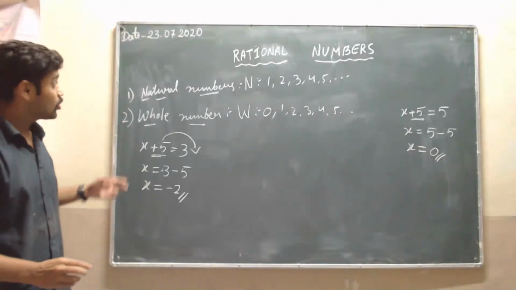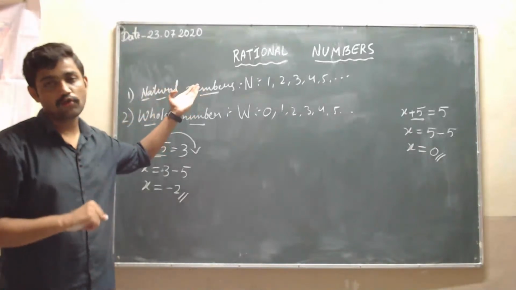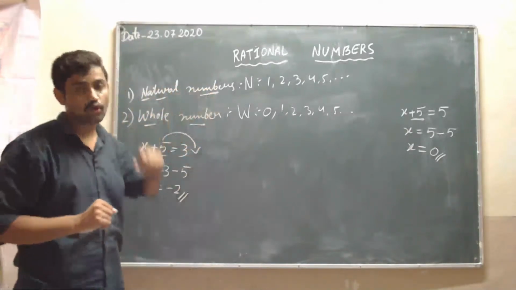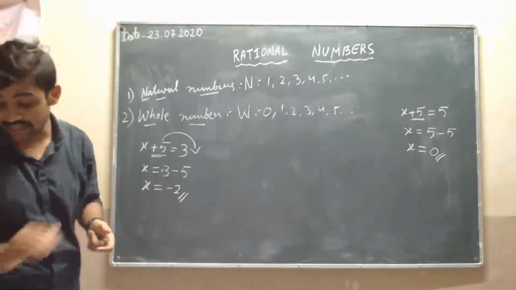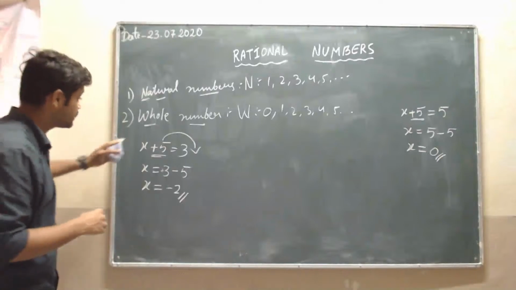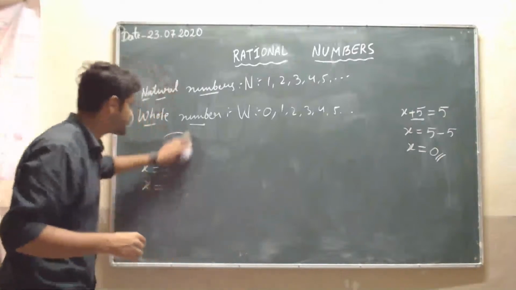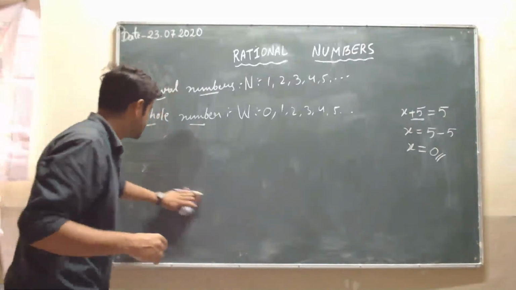Whether minus 2 is a natural number? No, sir. Whether minus 2 is a whole number? No, sir. Then which type of number is minus 2? Yes, sir, that is an integer. What is that? Integer.